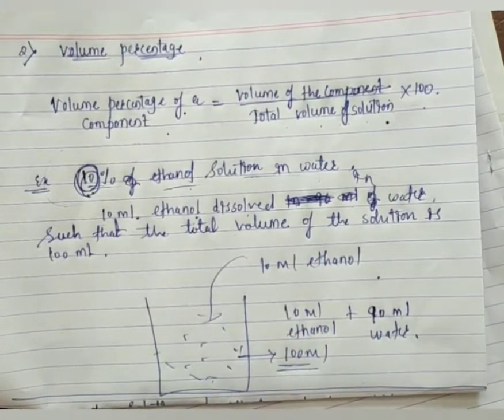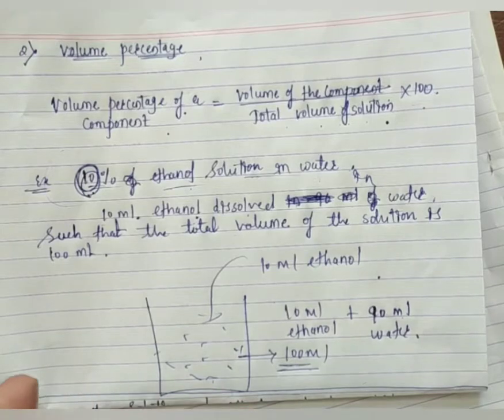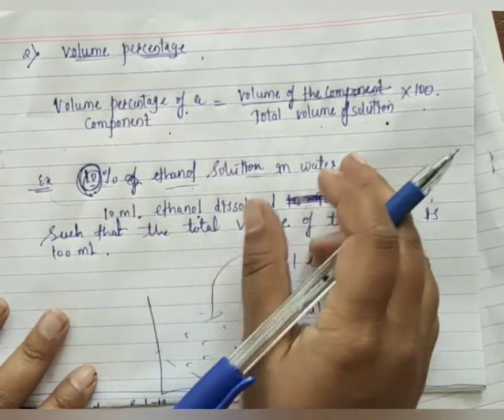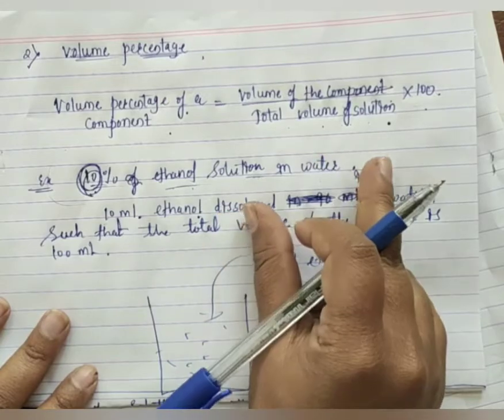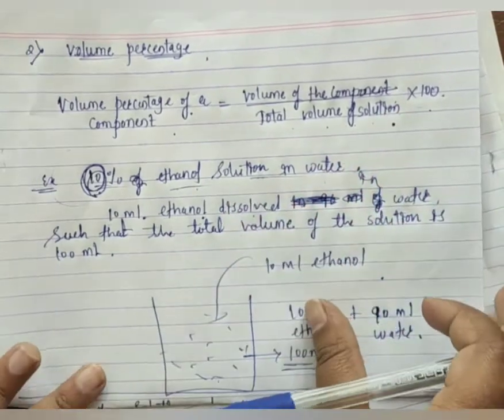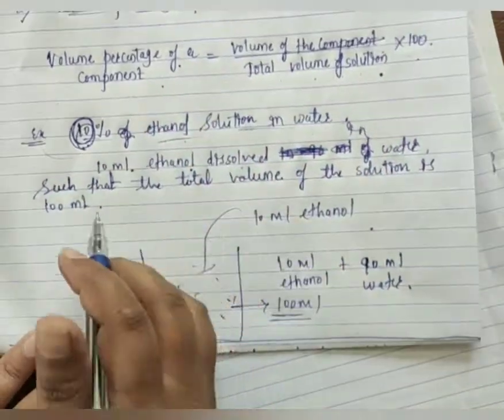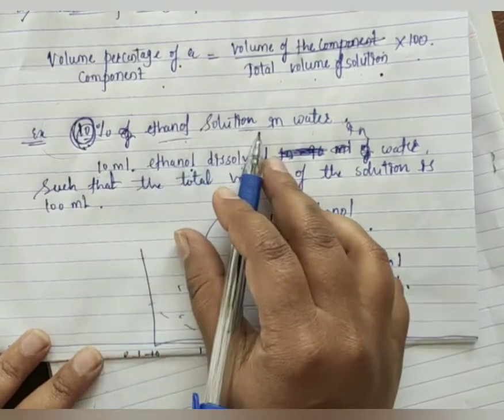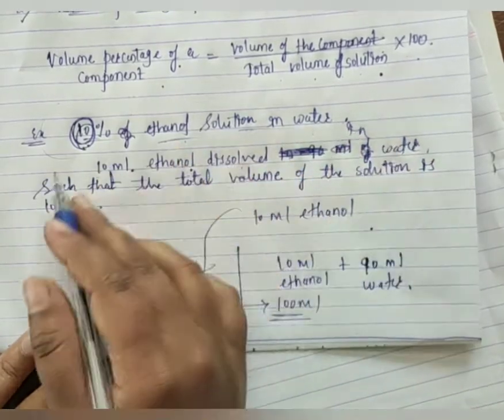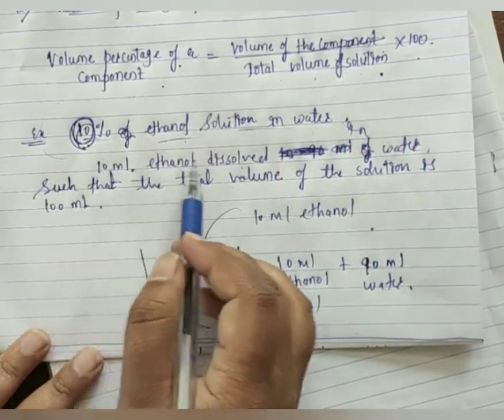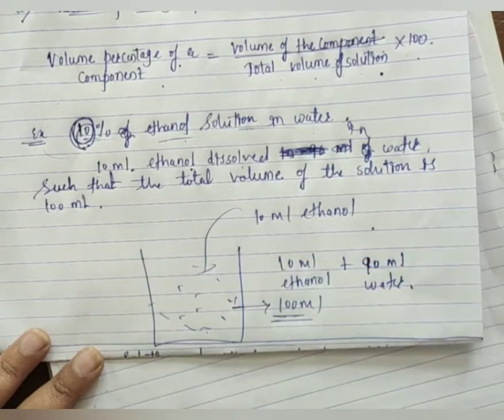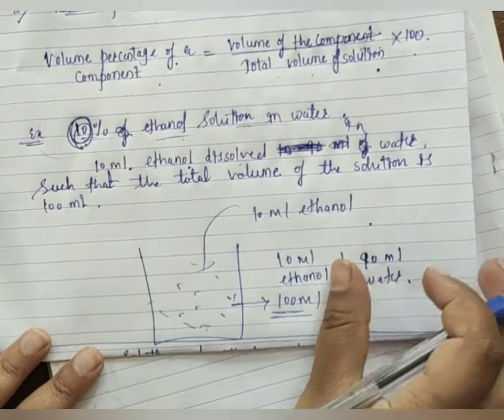You have to remember that whatever the solute will be present, that solute will be present in the form of liquid. So your formula will be the volume of the component divided by total volume of the solution into 100. Like this you have to understand the sentence, that is the 10% ethanol solution in water, and it means what? We have 10 ml of ethanol which is dissolved in the remaining 90 ml of water. So I am getting here total volume will be 100 ml.